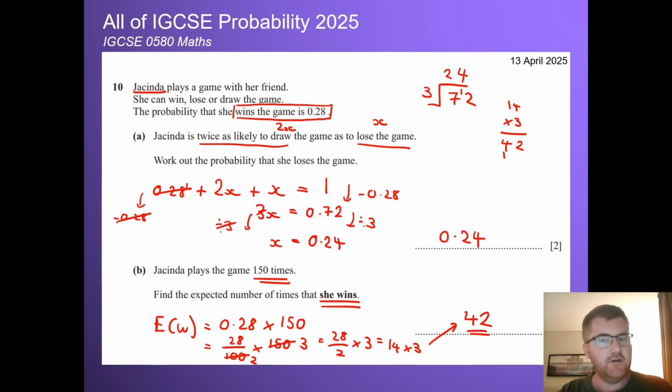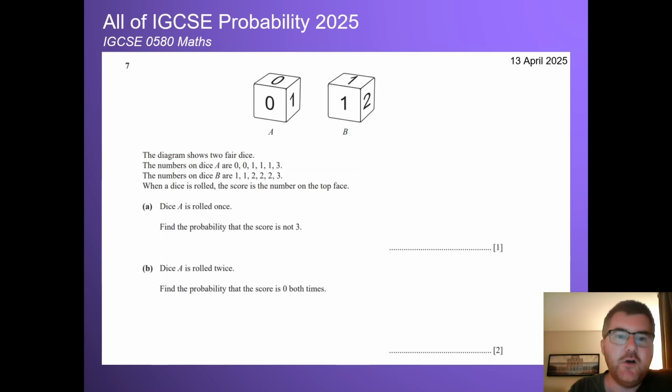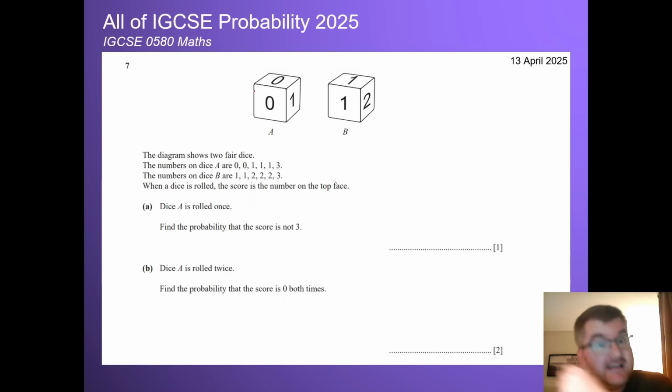You can always use written methods. Get the 42, that gives you the mark. So there we are, that picks up our 3 marks here. Now we're into quite a long question here. So question 7, so this is going to be a calculator question if we need it.